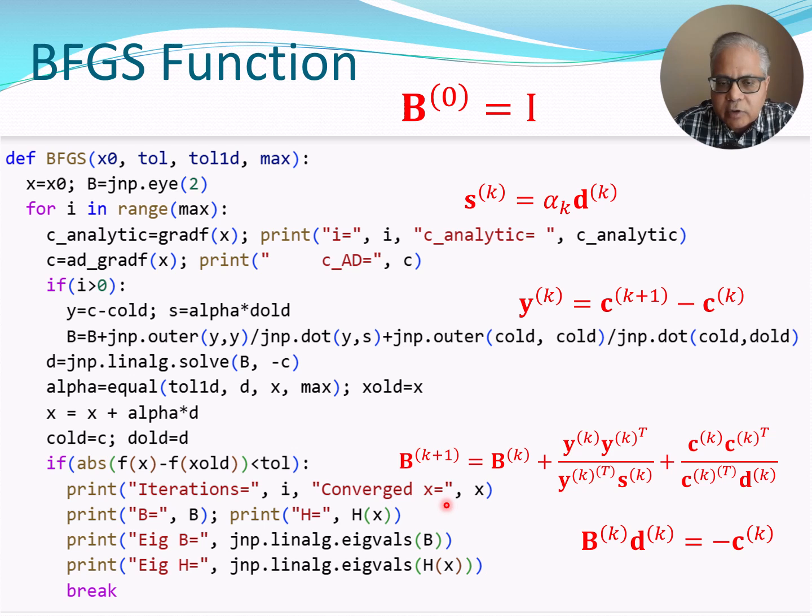Finally, I'm going to print out some of these values at convergence. I'm going to print out the converged x value, which should hopefully be 0. I'm also going to print out the B and the H matrix, and the eigenvalues for the B and H matrix, and that should tell me whether these are positive definite at the minimum. They should be, and in that case I know it's a minimum point.